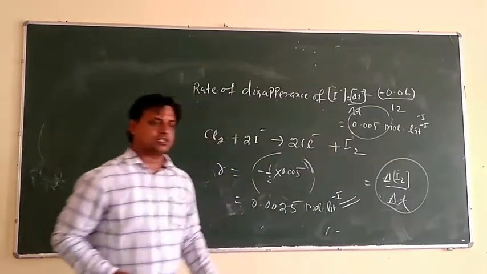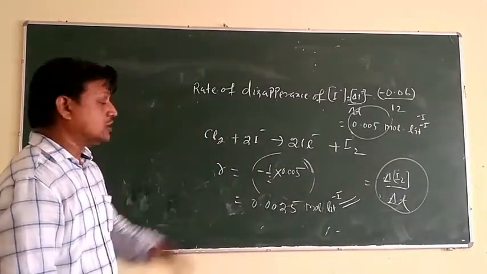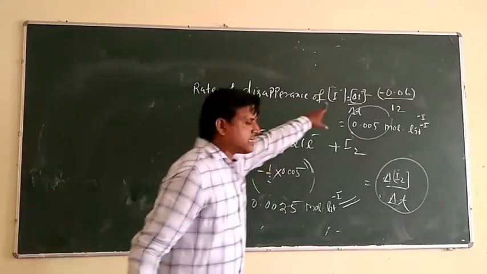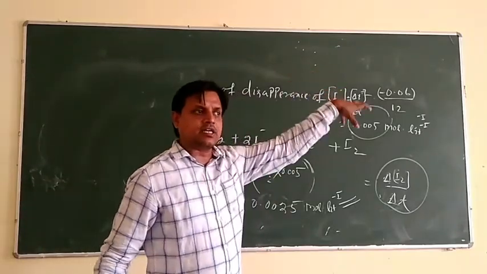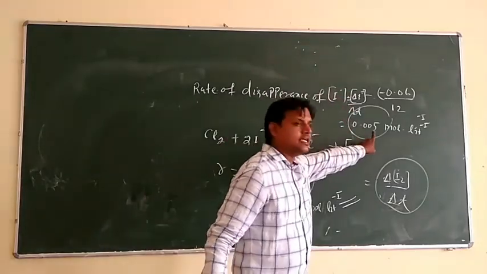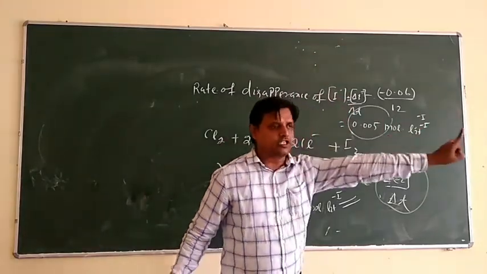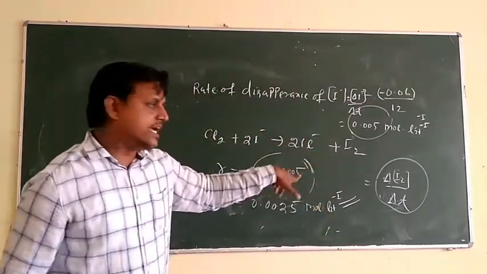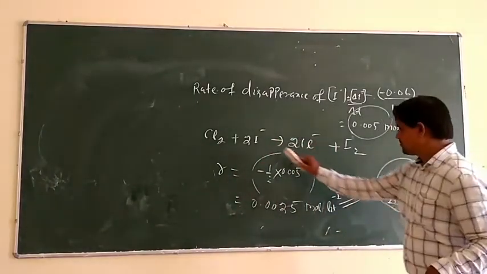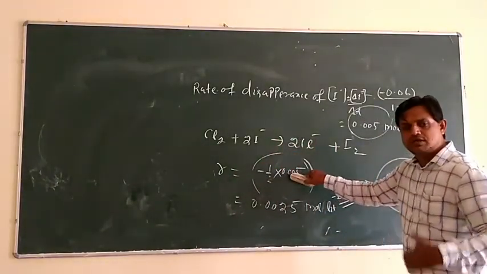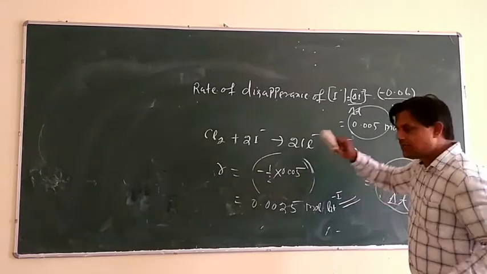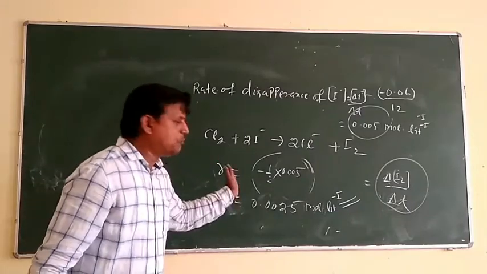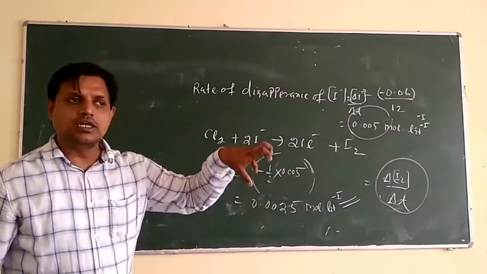But what was the question? Our question was to calculate the rate of disappearance of I minus ion, that is del I minus ion by del t, which we have calculated. The answer is 0.005 mole liter inverse. The second question was the rate of appearance of I2, that is del I2 by del t equals minus 1 into the rate of disappearance of I minus ion, that is 0.005, so 0.0025 mole liter inverse.